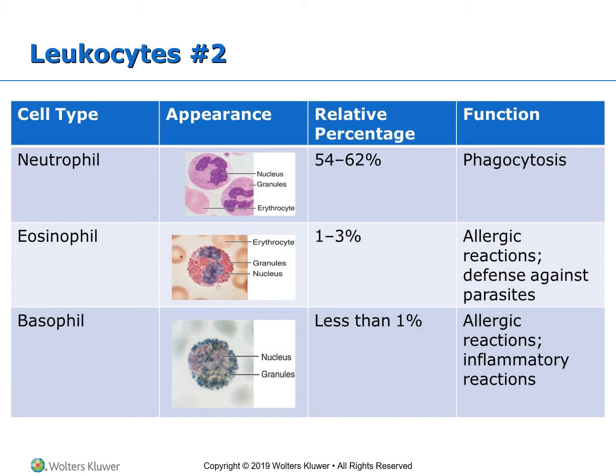So we have three of those. We have the neutrophils that stain either with acidic or basic dyes, and they make up most of the leukocyte cells.